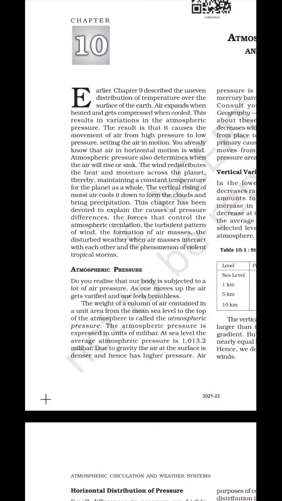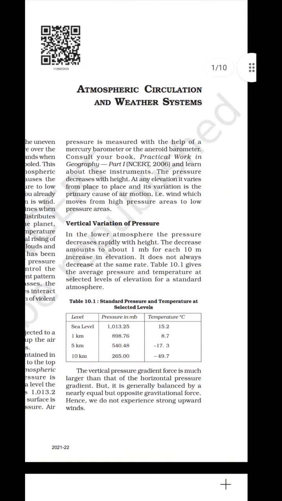The atmospheric pressure is expressed in units of millibar. At sea level, the average atmospheric pressure is 1013.2 millibar. Due to gravity, the air at the surface is denser and hence has higher pressure. Air pressure is measured with the help of a mercury barometer or the aneroid barometer. Consult your book, Practical Work in Geography Part 1, NCERT 2006, and learn about these instruments.